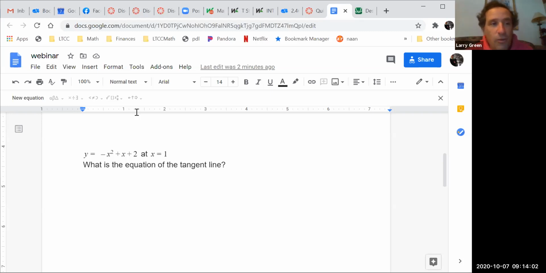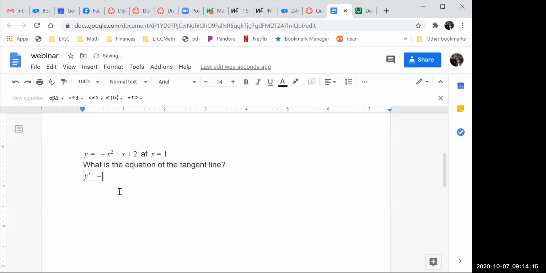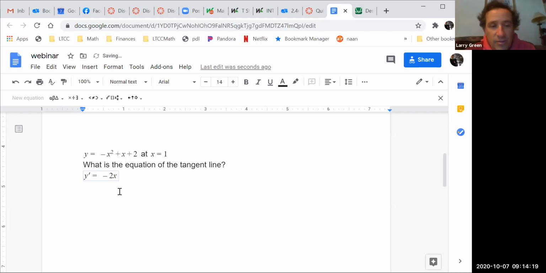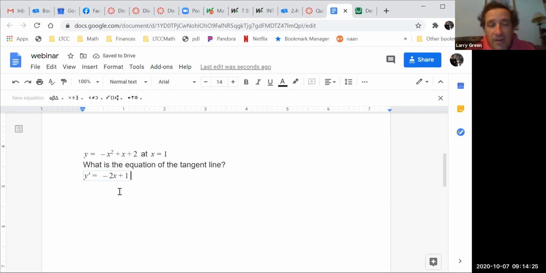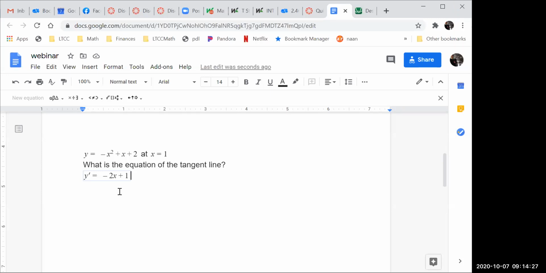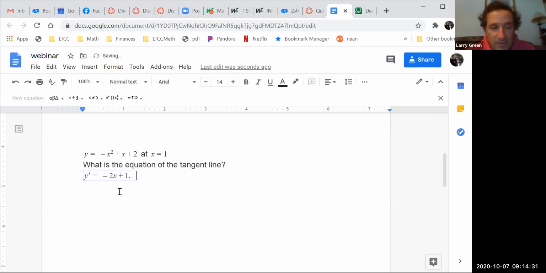So let's find out what is y prime. And again, this is not a trick question. This is supposed to be an easy y prime. So y prime equals, we can just use the power rule. What's the derivative of negative x squared? Negative 2x. What's the derivative of x? Plus 1. And what's the derivative of the 2? 0. So y prime equals negative 2x plus 1.